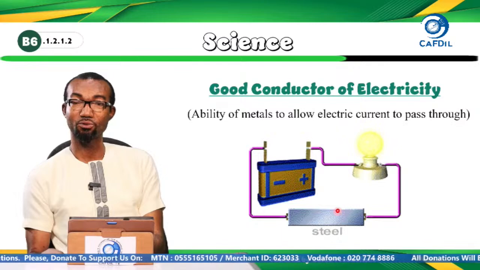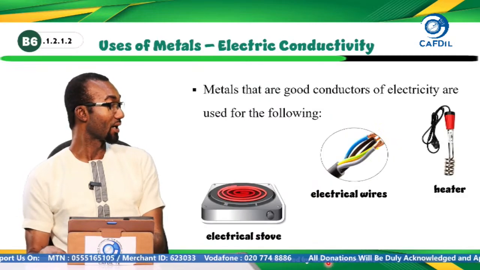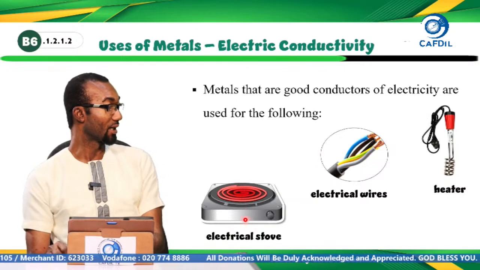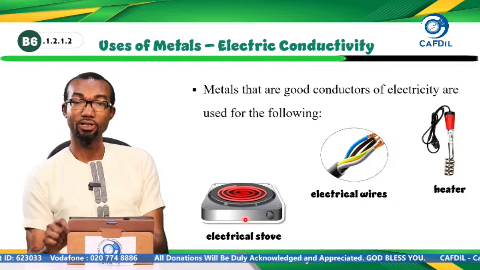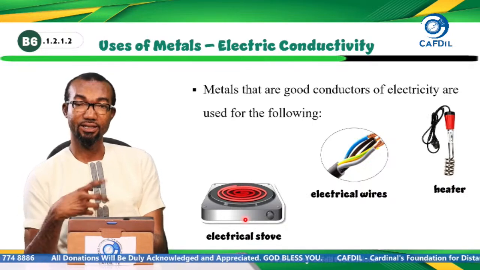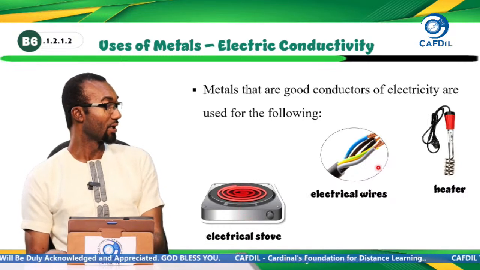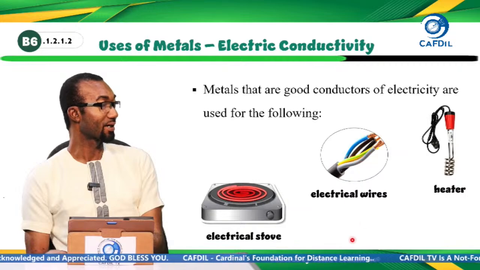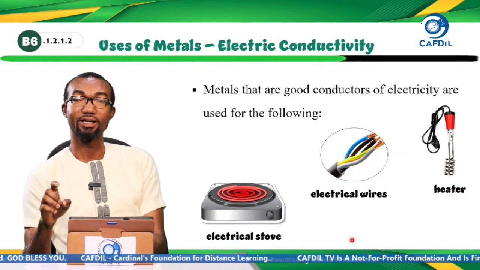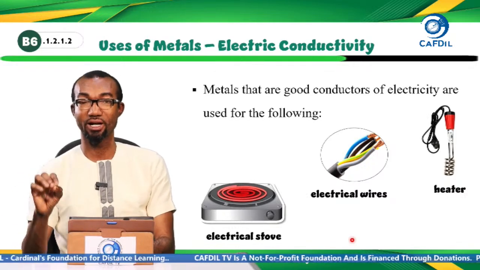So if metals are good conductors of electricity, then what can they be used for? We can use it to make electric stove. When electricity passes through the coils, it heats it, and then we can use that heat to cook our food. We can also use it to make electric wires, because electricity can pass through and give energy or power to our gadgets or machines.